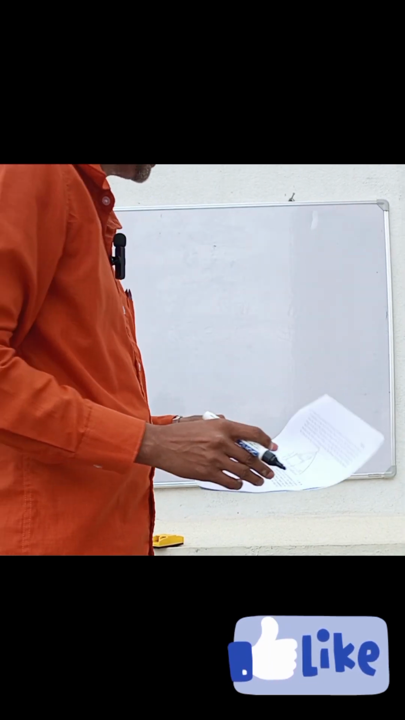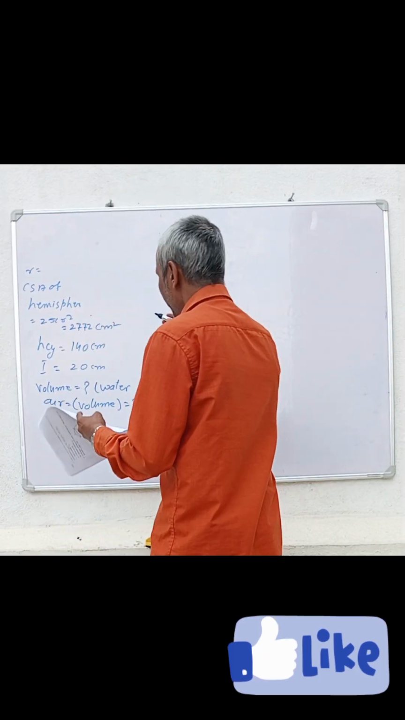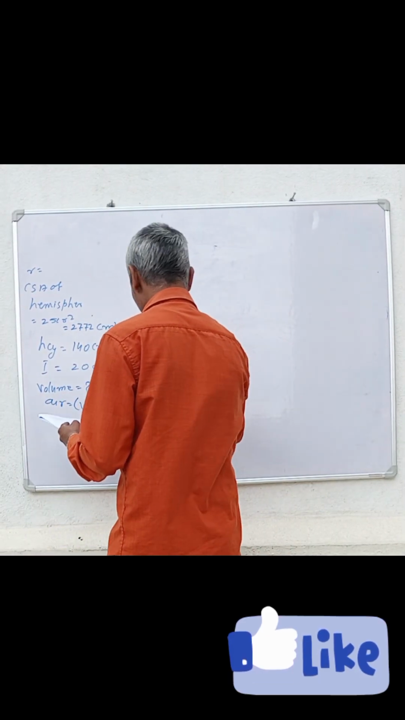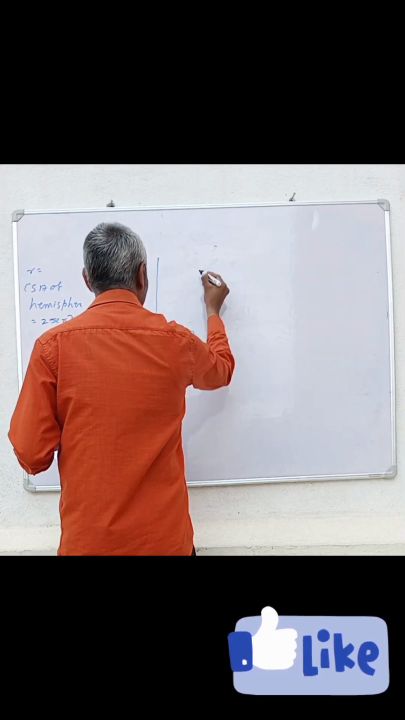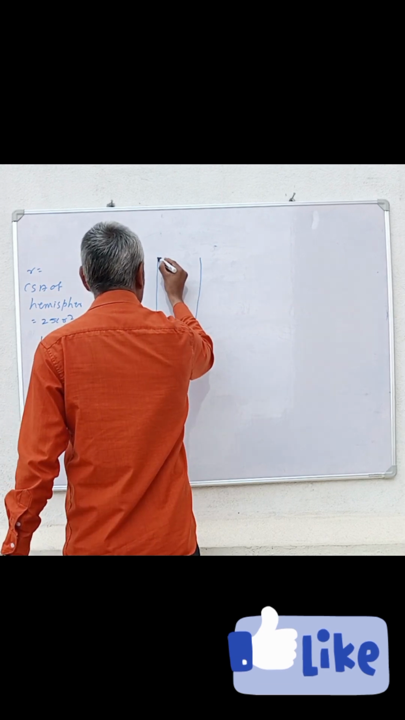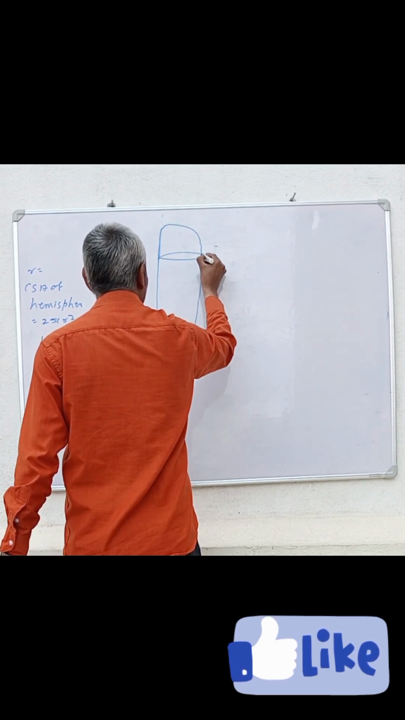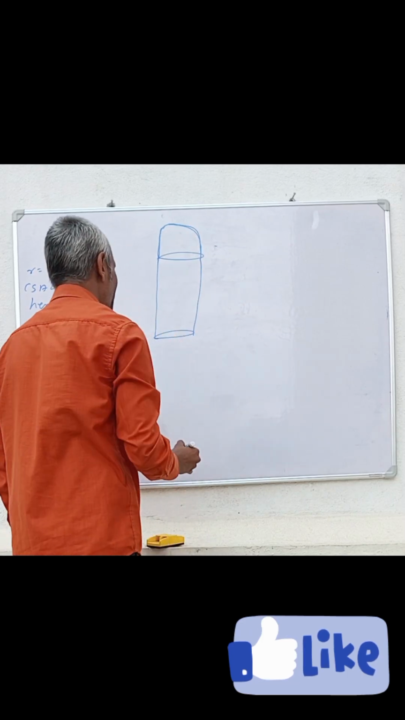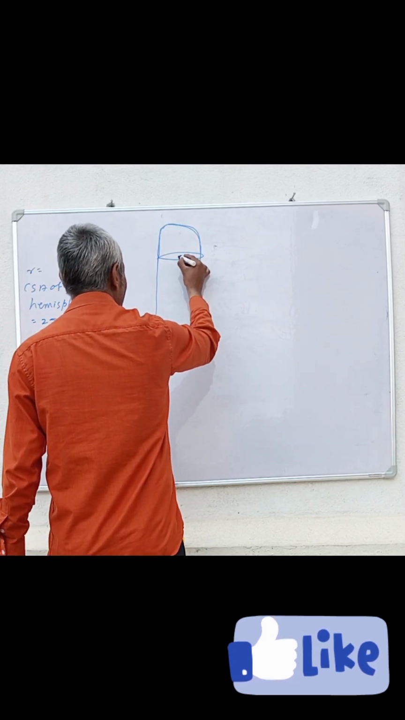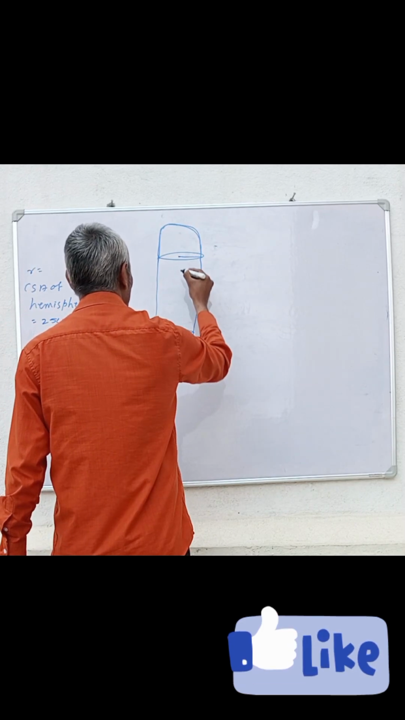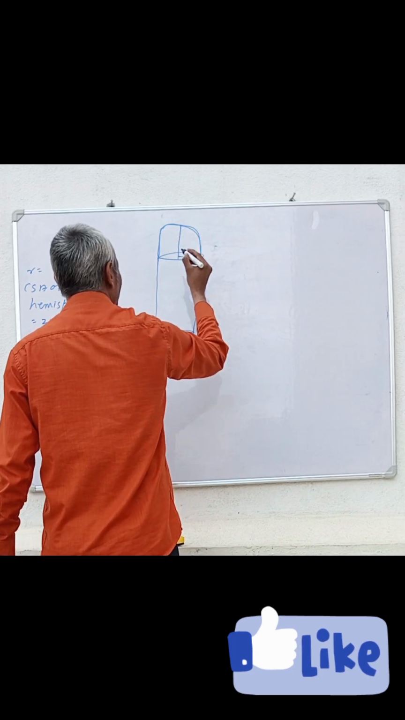Now, the diagram that is given, I am drawing here. It is a cylinder, and on that cylinder, one hemisphere is given upside, like this. The radius is the same, R is the same here, here, and here. This is the R only.